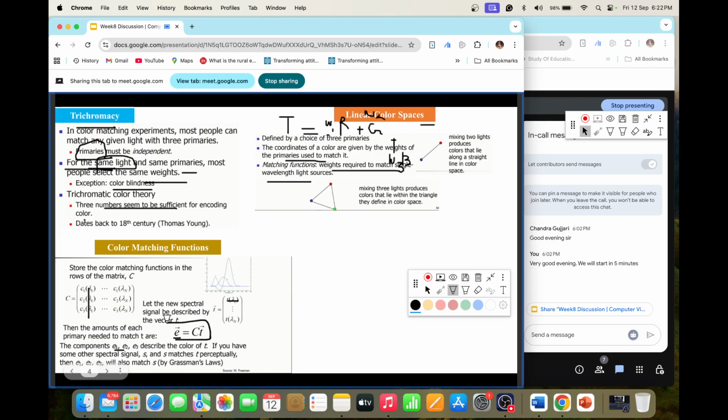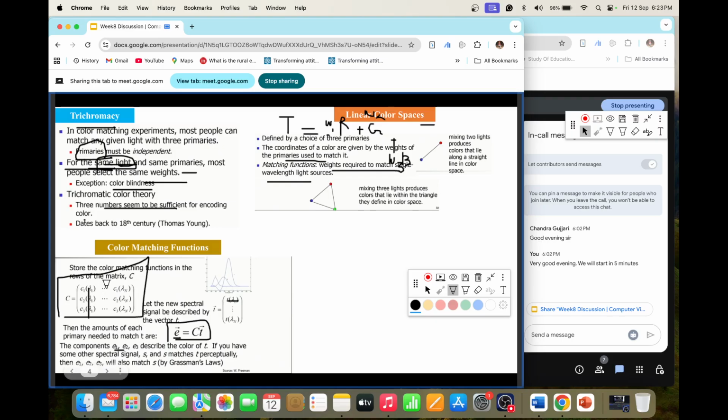This is the formula: E vector equals C into T vector. C is nothing but this color matching function. This color matching function C1, C2, C3 is nothing but these weights. We can also write it as W1, W2 and W3. Lambda 1, why are we talking about lambda 1? Because this is associated with a single wavelength, because we are associating it with the same light.